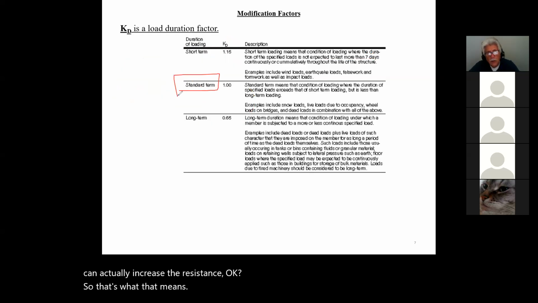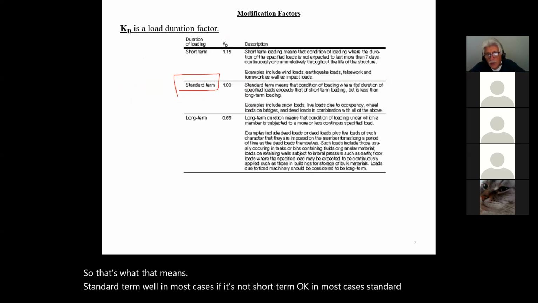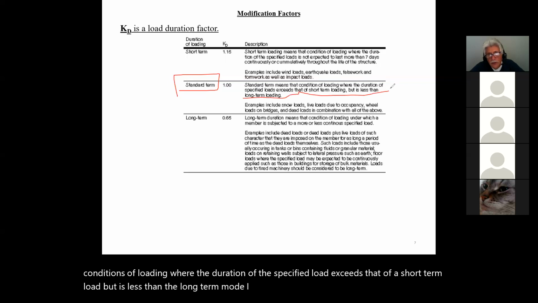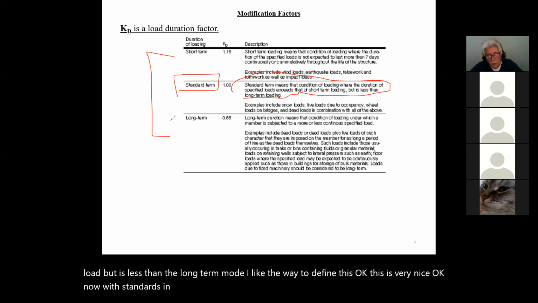Standard term. Well, in most cases, if it's not short-term, standard means the conditions of loading where the duration of the specified load exceeds that of a short-term load, but is less than the long-term load. I like the way they define this. Okay, this is very nice. In other words, standard is in between here and here. Yeah, I agree. Okay, examples. So this is where you can relate to it.